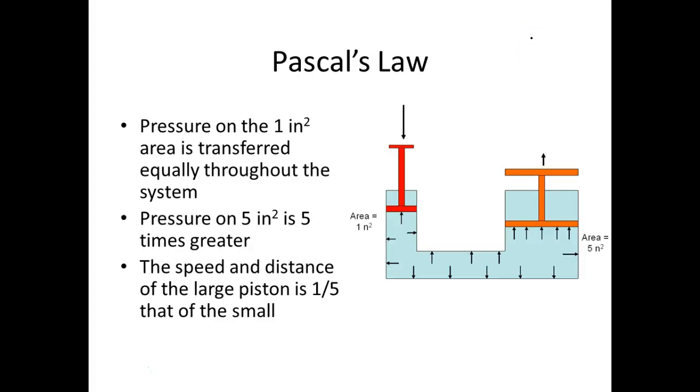Pressure on a 1 inch squared area is transferred equally throughout the system. Pressure on a 5 inch is 5 times greater. So the speed and distance is going to be 1/5. So your force multiplier is going to be your speed and distance divider, right? Because we're not creating work. We're just taking work and changing the form of it. And like we was talking about with walking, a lot of people walk, but they have to walk a lot further to create the same calories.